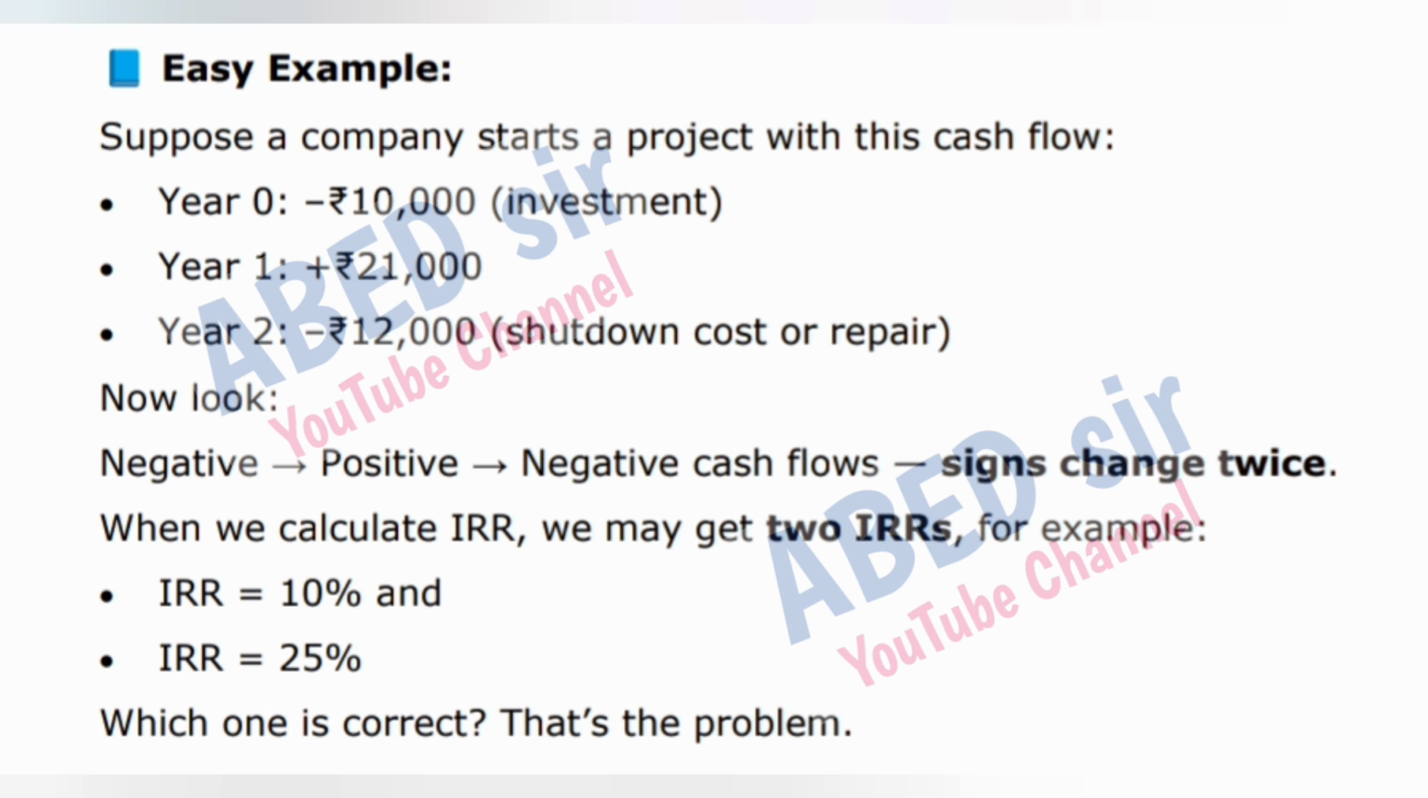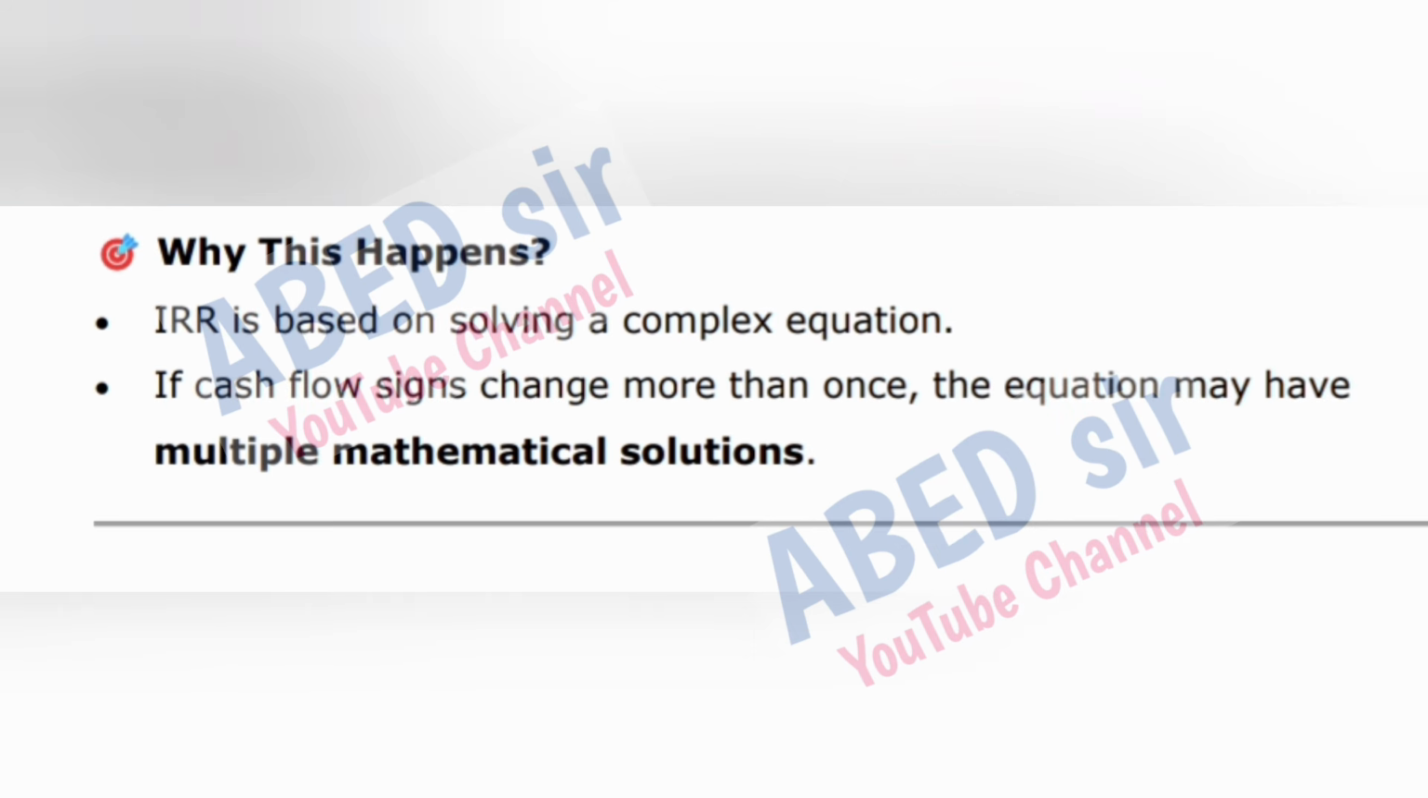Now look. Negative, positive, negative cash flows, signs change twice. When we calculate IRR, we may get two IRRs, for example, IRR equal to 10% and IRR equal to 25%. Which one is correct? That's the problem. Why this happens? IRR is based on solving a complex equation. If cash flow signs change more than once, the equation may have multiple mathematical solutions.